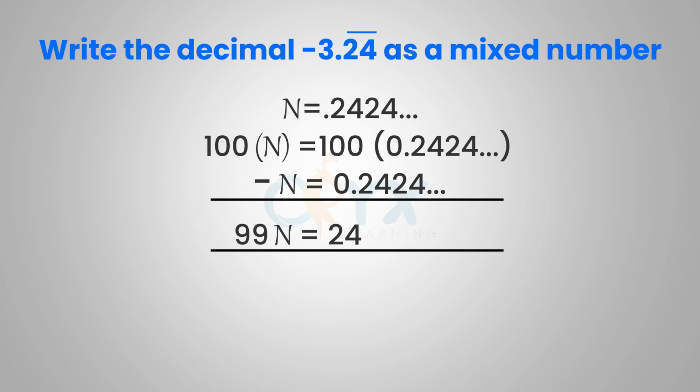And then in order to isolate the n, to solve for n, I'm going to divide both sides by 99, giving me n equals 24/99. Now that's only the decimal piece, so I need to combine that with the whole number, that -3, and make it -3 and 24/99.